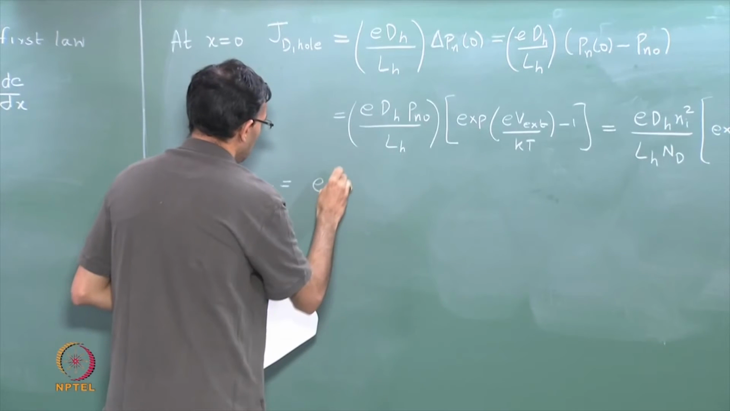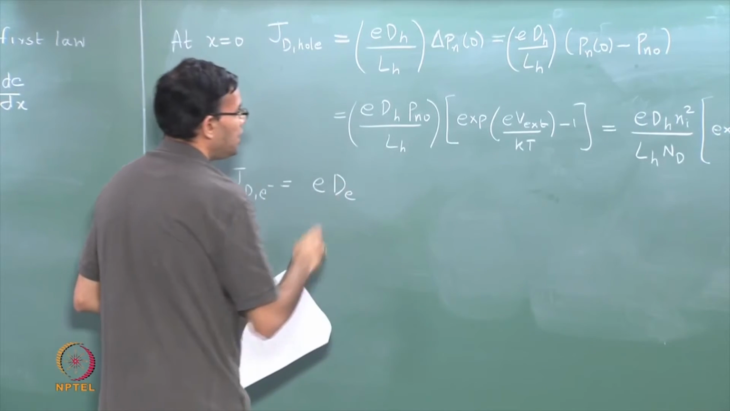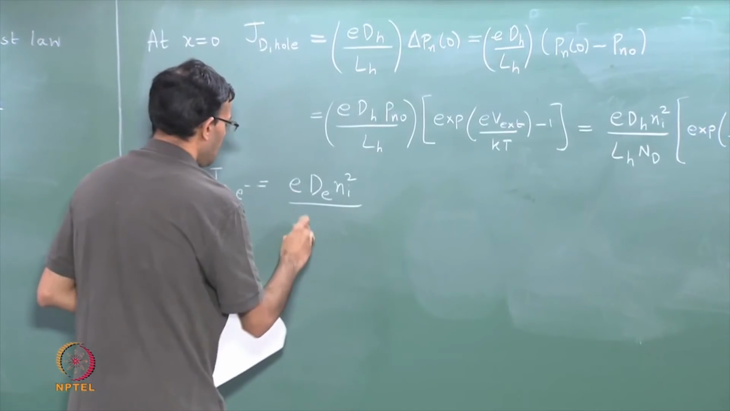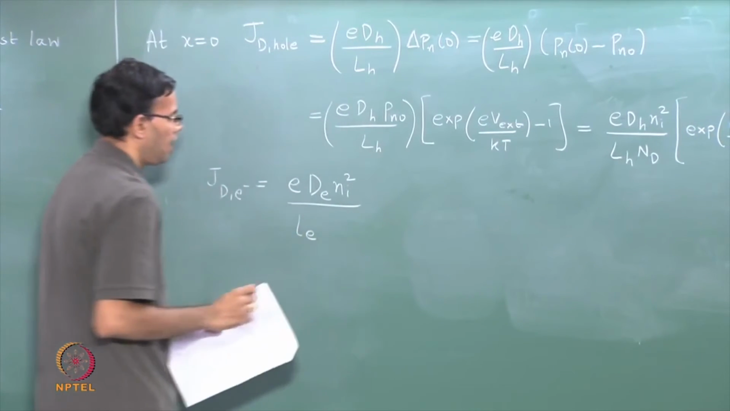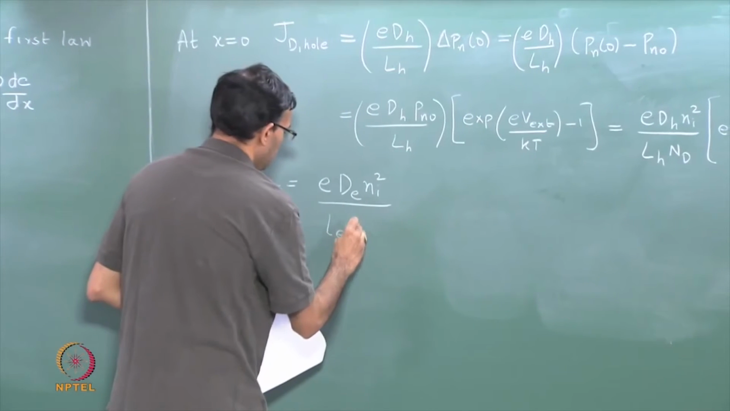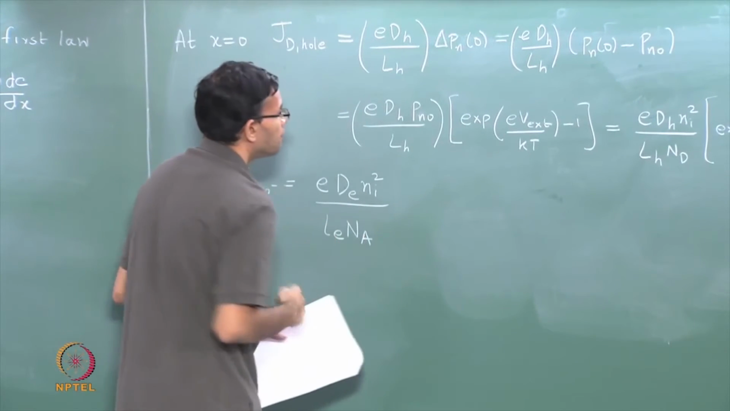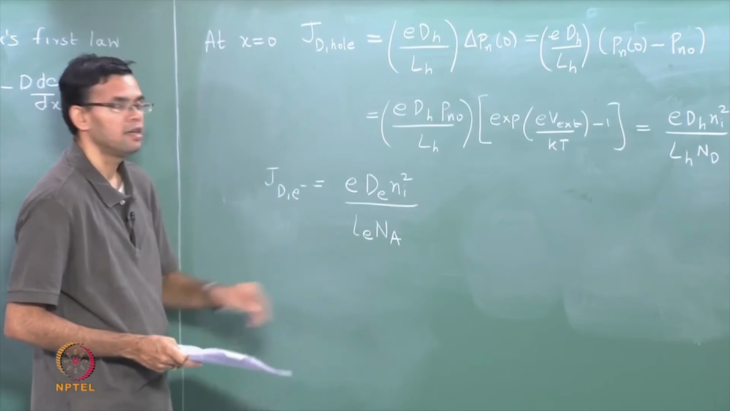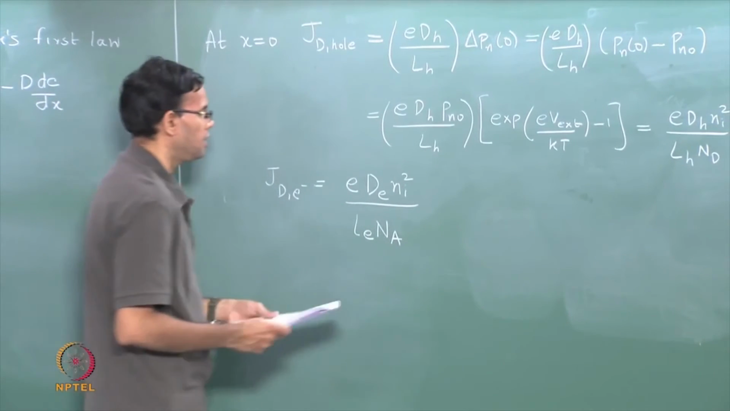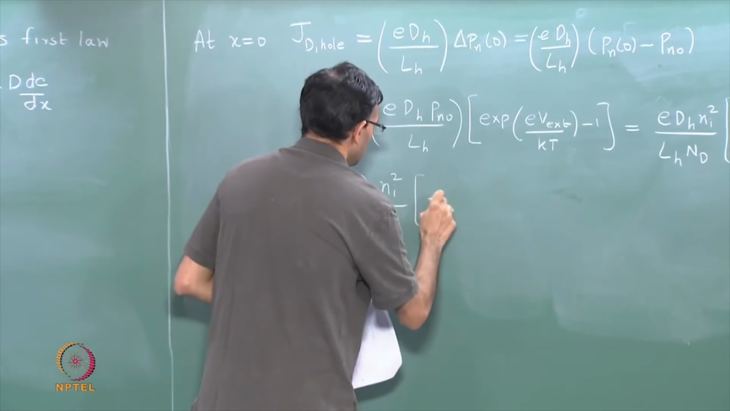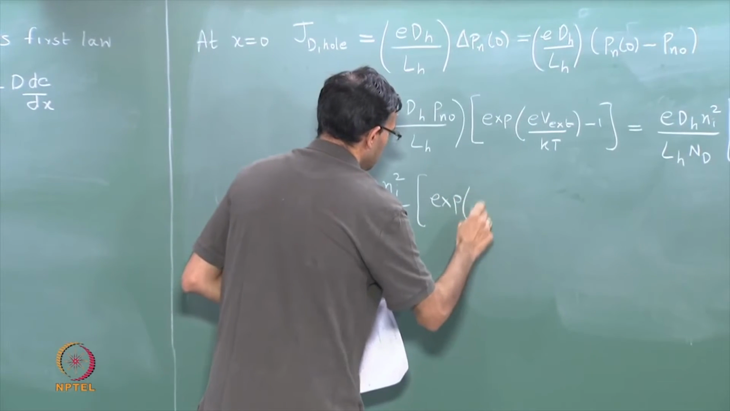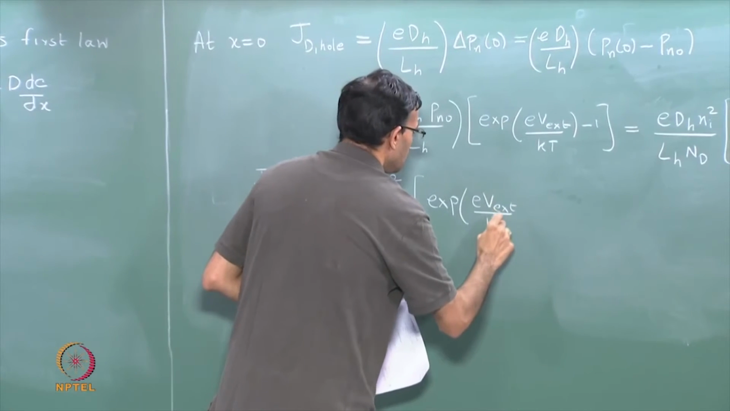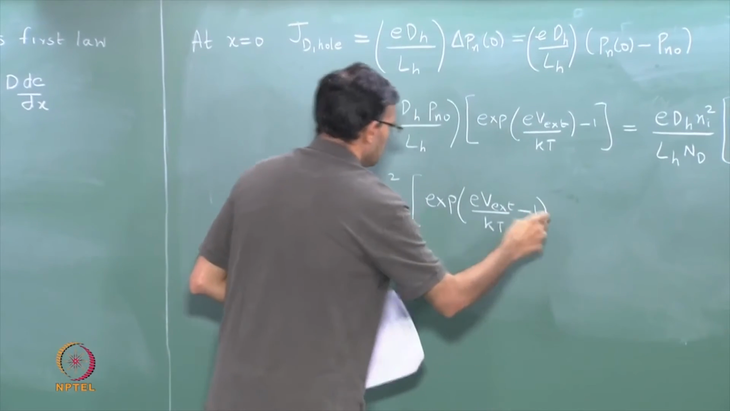So it will be E, instead of dH you will have dE, Ni square, instead of LH you will have Le, and instead of Ne you will have Na. So remember again, the electrons are moving on the p side and the holes are moving on the n side, but the rest of the expression is the same. E V external over KT minus 1.